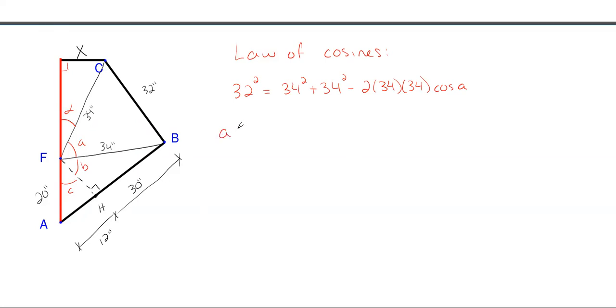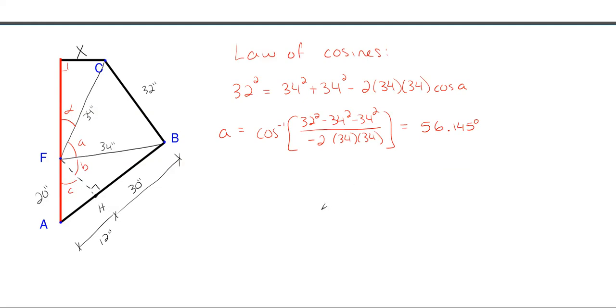So rearranging everything, A will just be the cosine inverse of 32 squared, minus 34 squared, minus 34 squared, all divided by negative 2 times 34 times 34. And when you complete this, you're going to get not a nice number, but we're just going to have to round it. And it'll be 56.145 degrees, of course, rounded off. All right, so that's angle A.